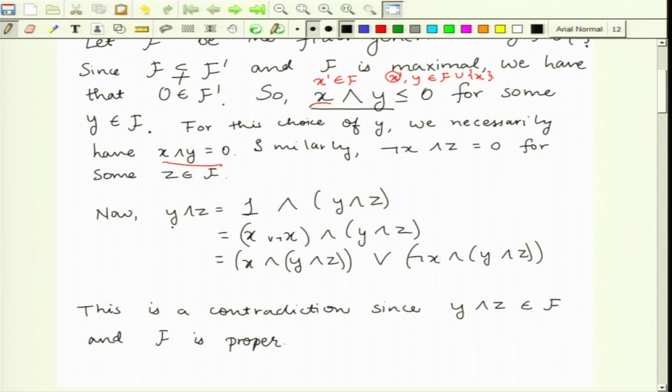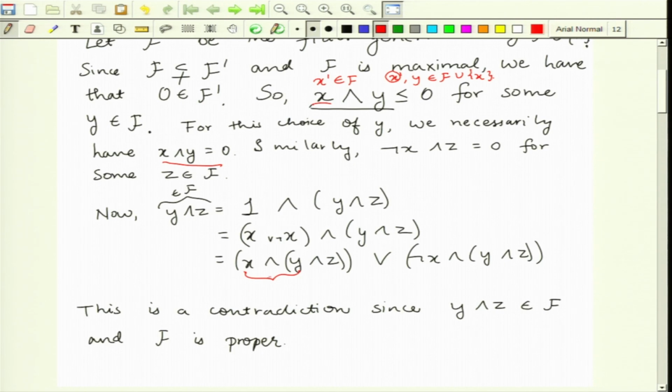Now consider y meet z. Remember that y meet z is going to be an element of the filter since y and z both belong to the filter. This is equal to 1 meet y meet z, and we can just write 1 as x join negation x, and then we just use distributivity to open this, and we get these expressions. Now over here we can use commutativity of the meet operation. Okay, in the second part we are using commutativity.